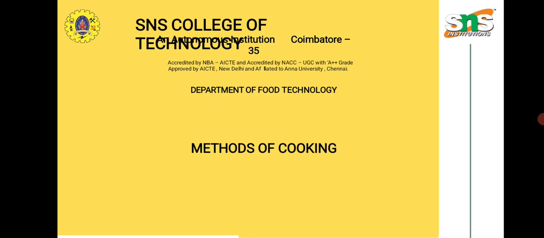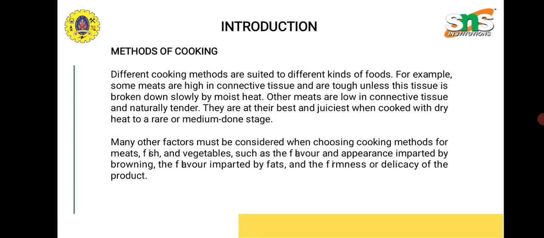I am going to explain about methods of cooking. Different cooking methods are suited to different kinds of foods. For example, some meats are high in connective tissues and are tough unless this tissue is broken down slowly by moist heat. Other meats are low in connective tissue and naturally tender. They are at their best and juiciest when cooked with dry heat to a rare or medium done stage.